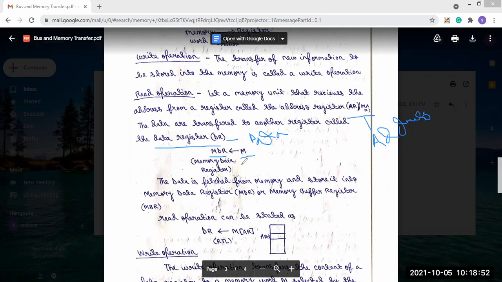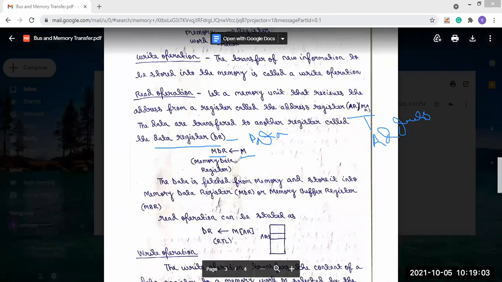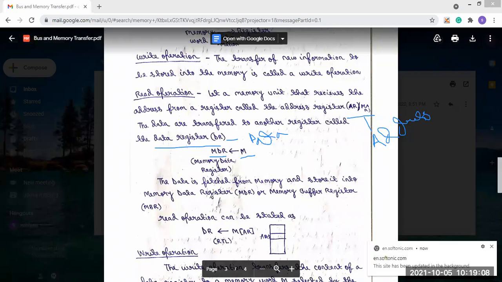The data that is present in the memory will be fetched from the memory and stored into the memory data register. The data is fetched from the memory and stored into the memory data register, or we can say it is the memory buffer register.